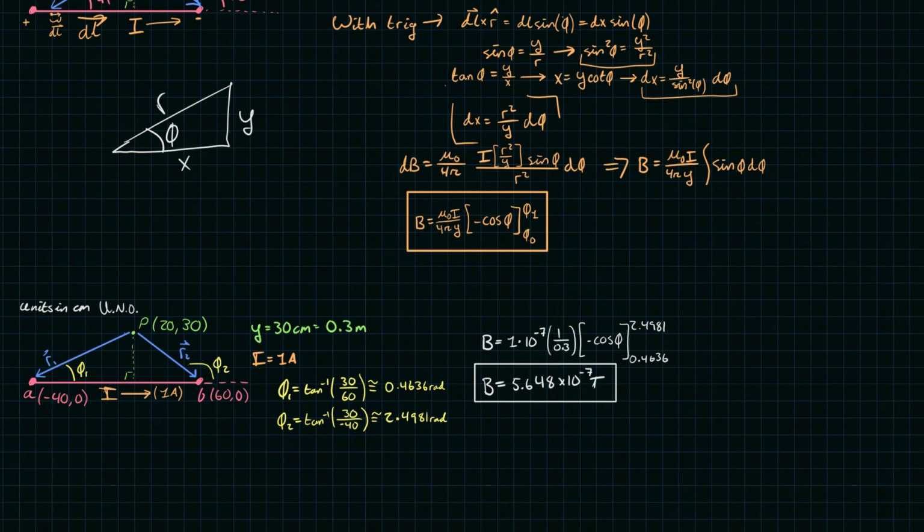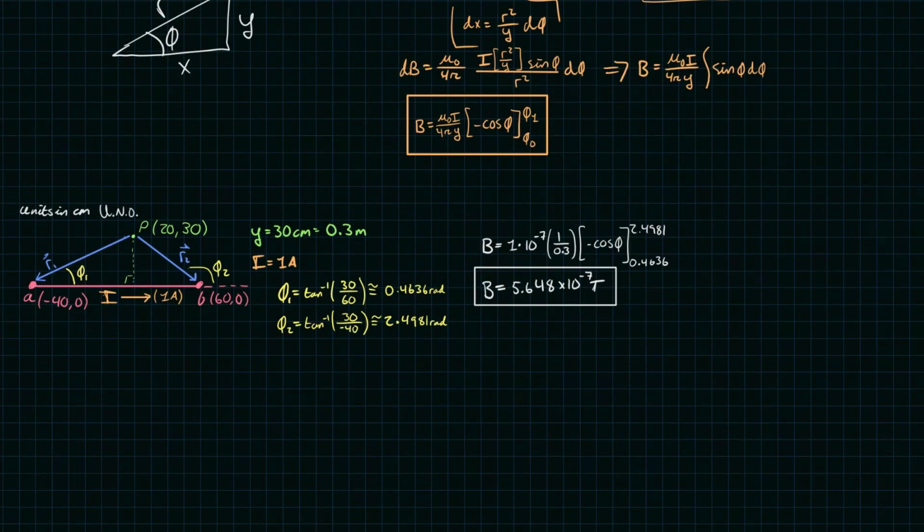We know just that. That's all we're given. So our Y, which is the distance from our line to that point, is 30, which is given in centimeters. So 0.3 meters. We know that our I is given. It's 1 amp. And then we can use a little bit of trig, arc tangents, to find phi 1 and phi 2.